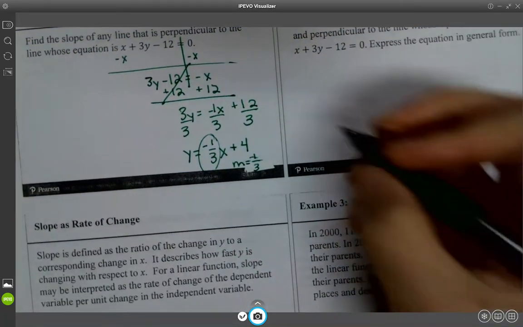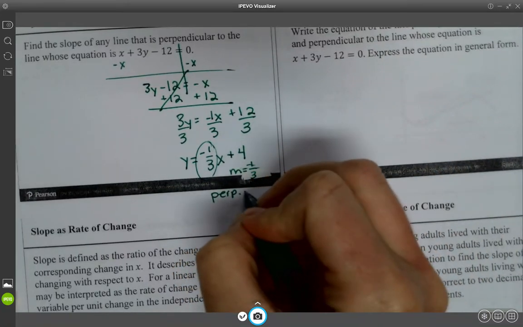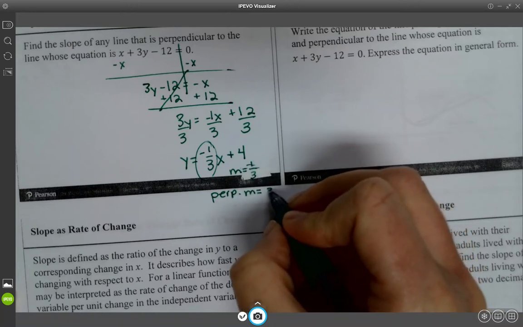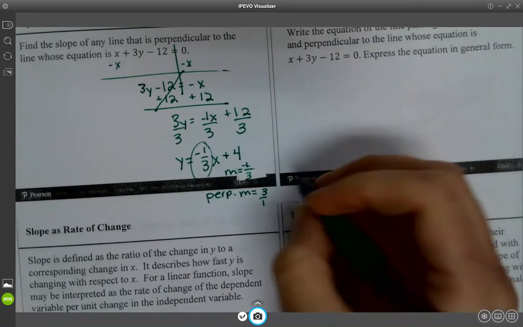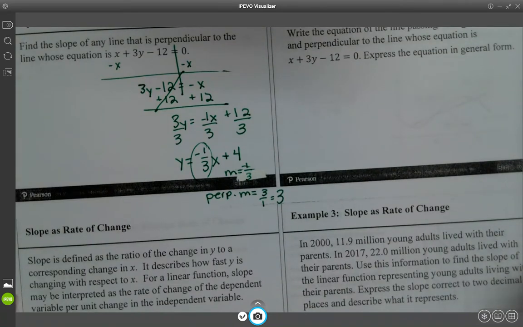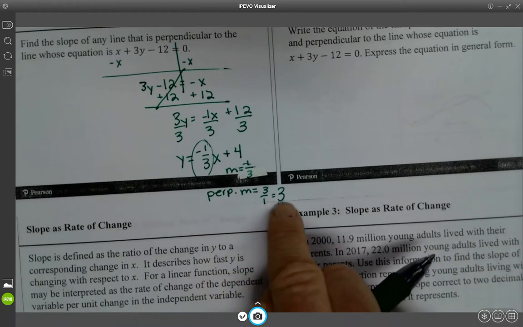So it's -1/3. Then the perpendicular slope is you flip it and change the sign. So this one's negative, so it'll be a +3/1, or just 3. And that's what it's asking. Find the slope of any line that's perpendicular to that. So my perpendicular slope is 3.